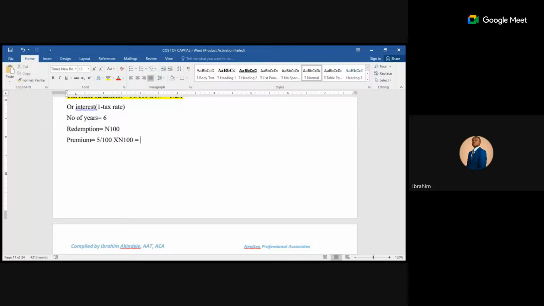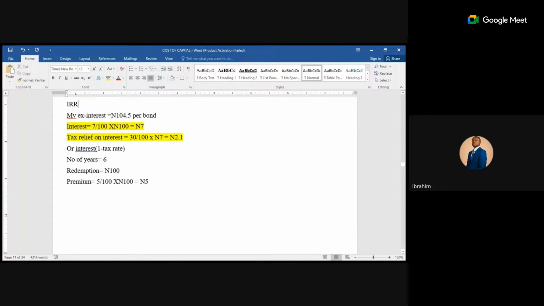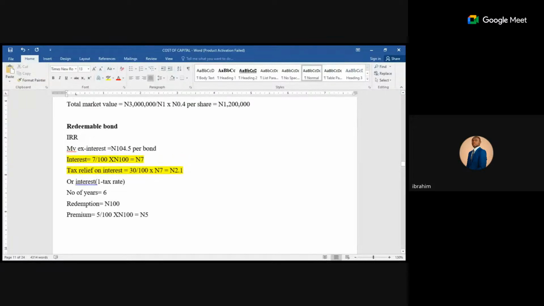5 naira. So we'll pay back the principal now, right? The principal will not be only the 100 naira. You will still add 5 naira to me because you will compensate me for the risk I took in lending you that fund. That is what it means. So we have to use internal rate of return.